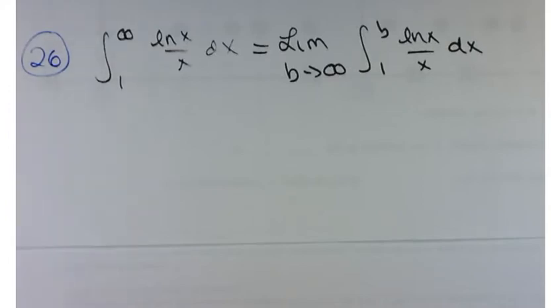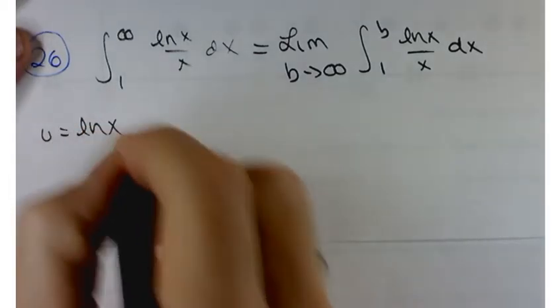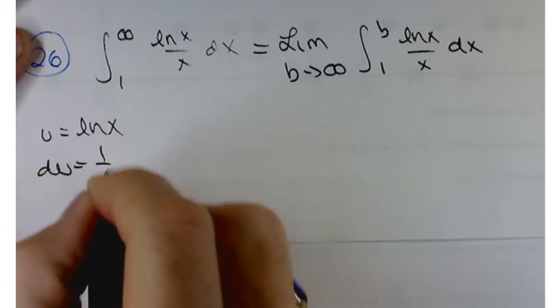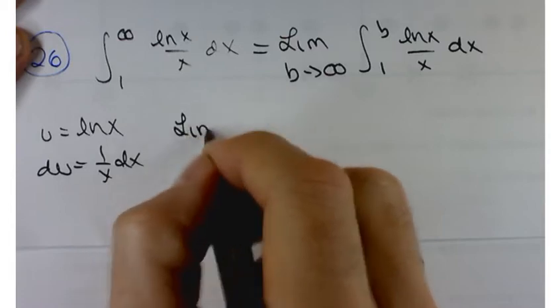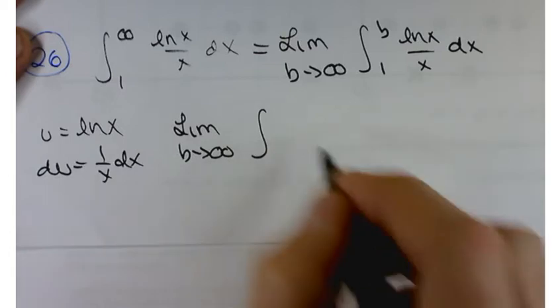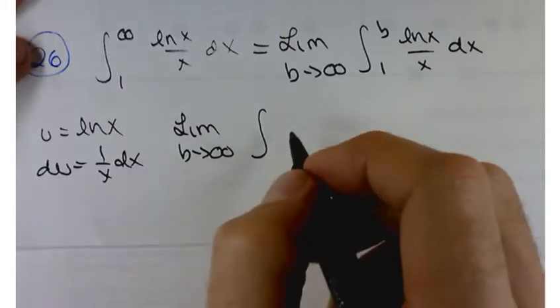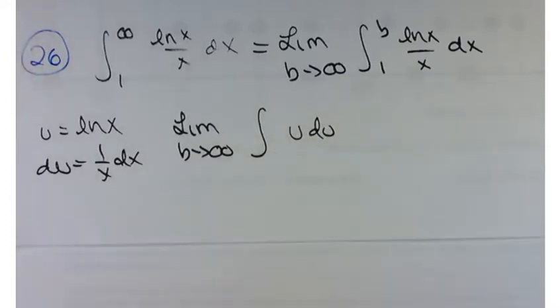This one you don't need anything more fancy than a u substitution. Can anyone figure out what we need to let u equal? Ln of x. Good. So if we let u equal ln of x, du is 1 over x dx, and we're all set here. So that's going to be the limit as b approaches infinity of the integral of basically u du. There's one thing that I've kind of left off. What's missing?